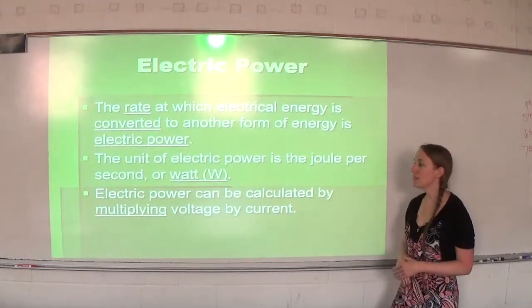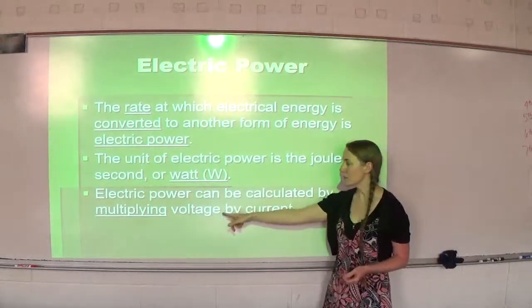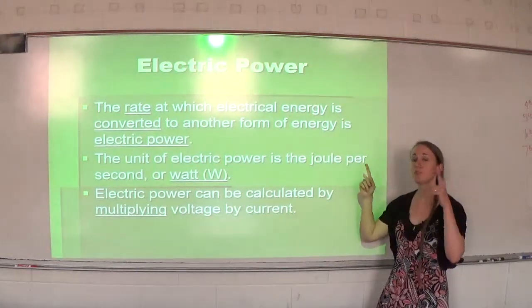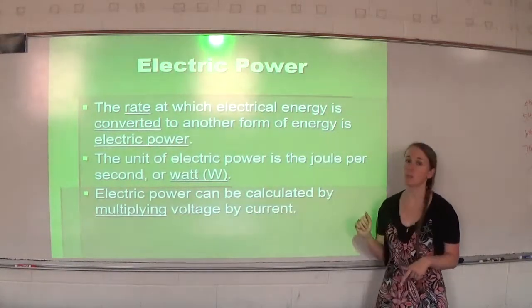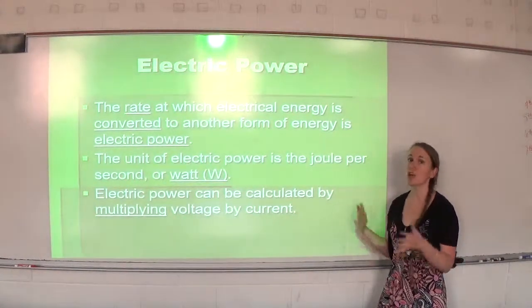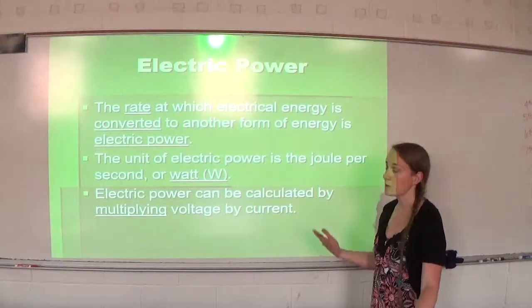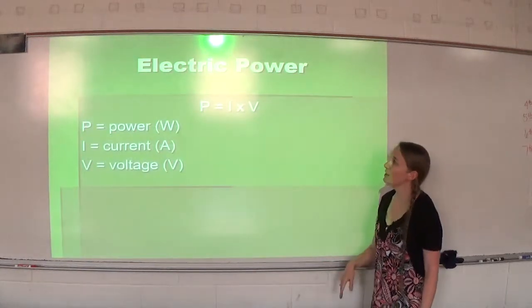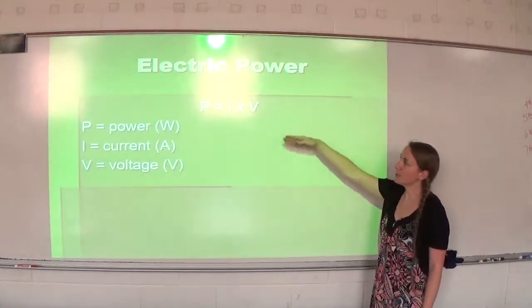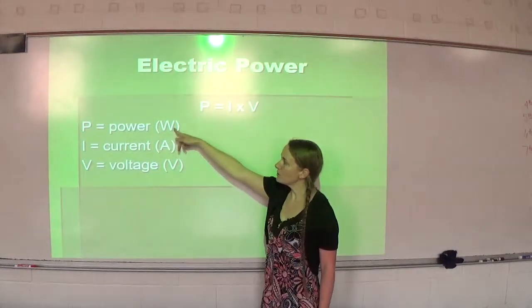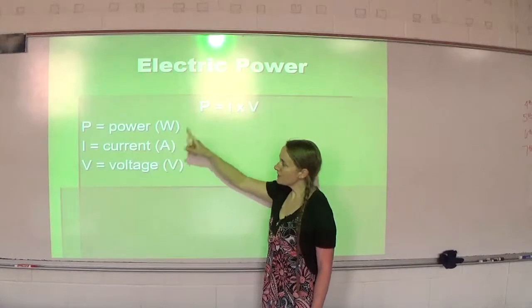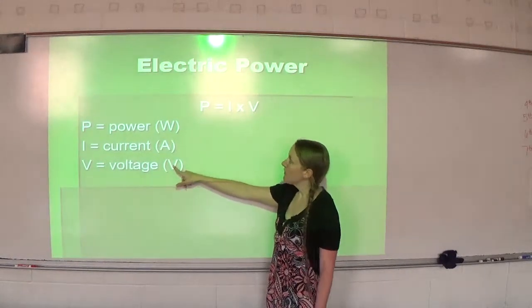Electric power can be calculated by multiplying voltage by current. If you remember from the previous video, voltage is represented by V, and current is represented by I, but the units are amps or ampere, which is represented by capital A. So power is current times voltage. And here's just your units again. Power is watts, current is amps, and voltage is V, volts.